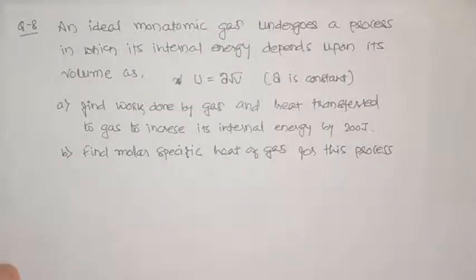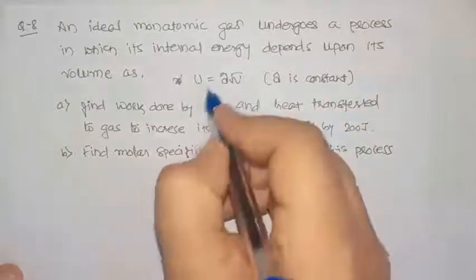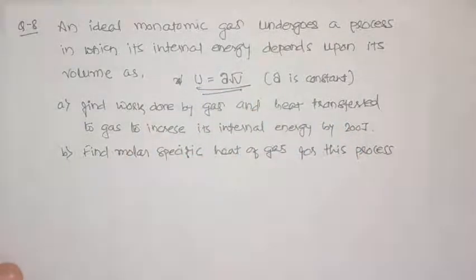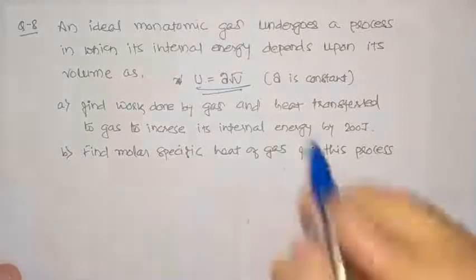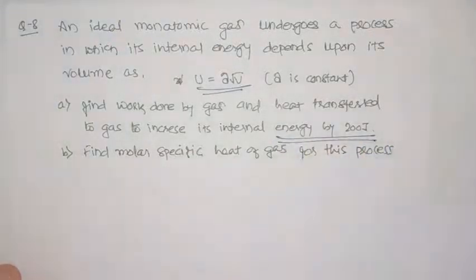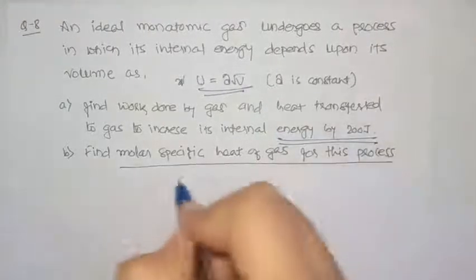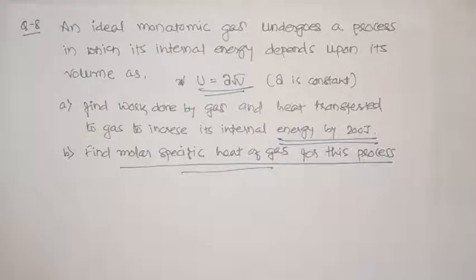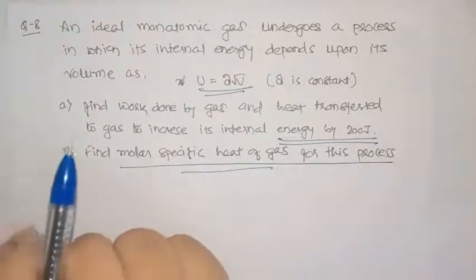In this example, an ideal monoatomic gas undergoes a process in which its internal energy depends upon its volume as U is equal to A root V. We want to find the work done by the gas and the heat transferred to the gas to increase its internal energy by 200 joule, and the molar specific heat capacity for this process.